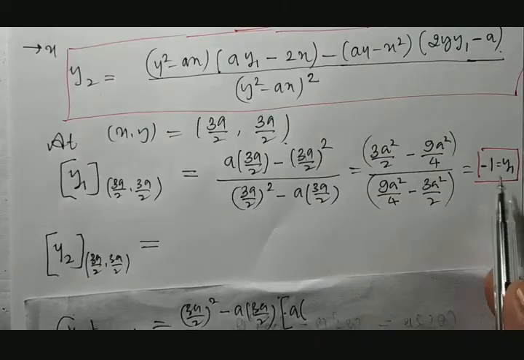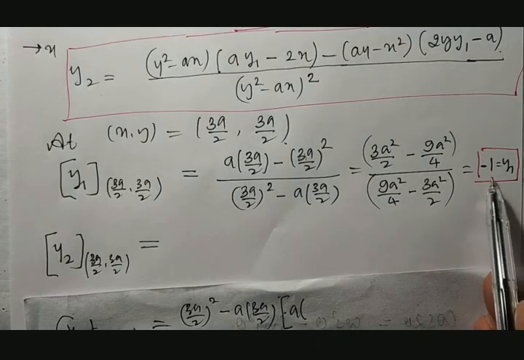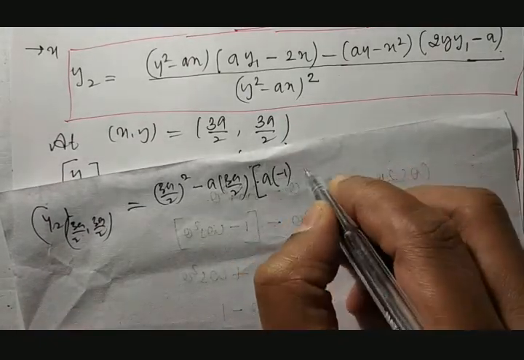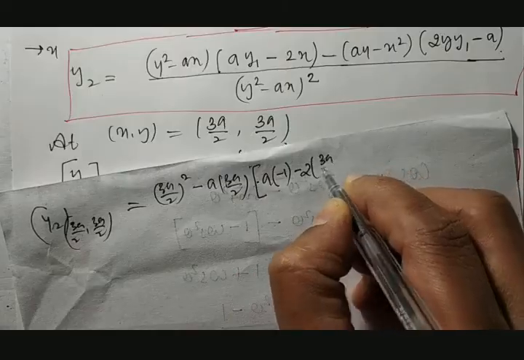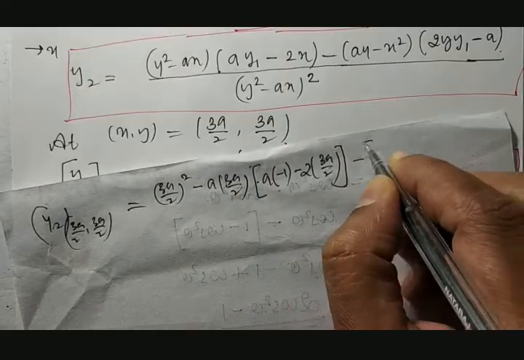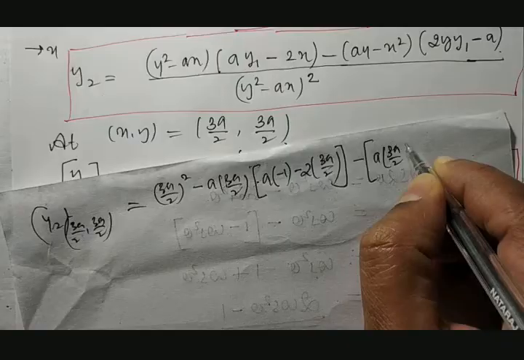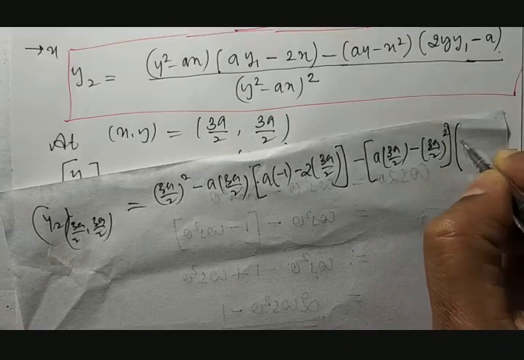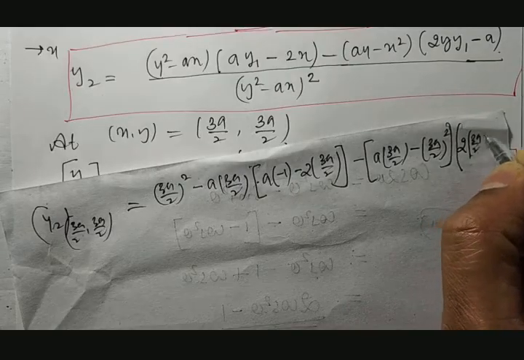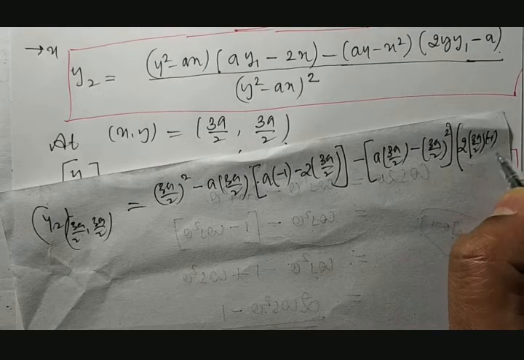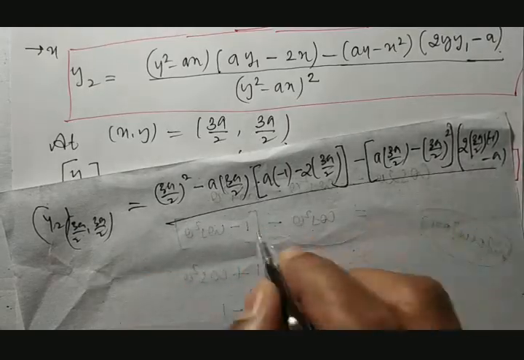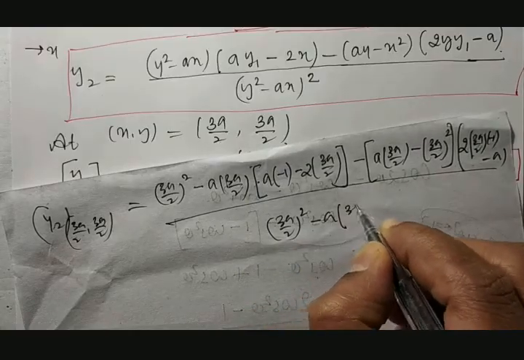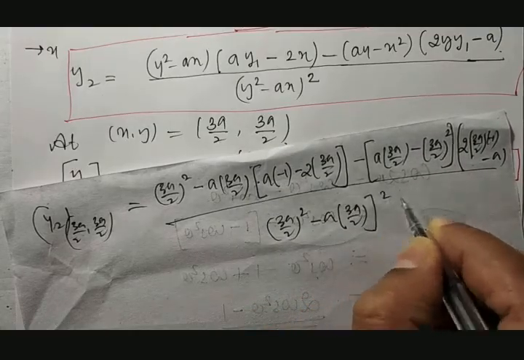But what is the value of y1 at the rate of given values x and y? Minus 1. So that is minus 1. Then minus 2 into 3a by 2 because x, minus a into 3a by 2 minus 3a by 2 the square into bracket 2 times 3a by 2 minus 1 minus a. This whole thing divided by 3a by 2 the square minus a into 3a by 2 the whole square.